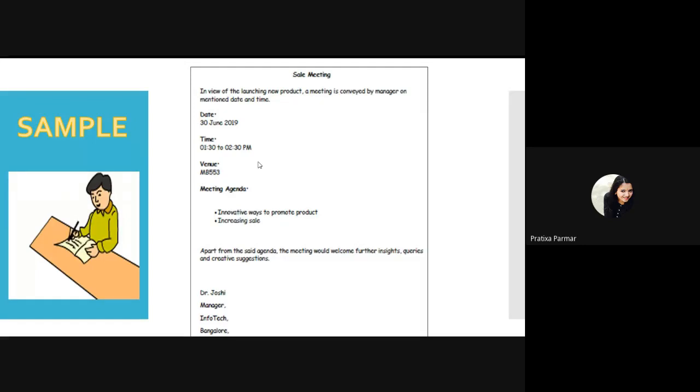So whenever you get an opportunity to maintain the minutes of the meeting, you're supposed to maintain them like this. You should be using formal language. You should be able to follow the format that is proposed by the organization. Now there is a date, a time and venue, and the meeting agenda. It is very important to mention the meeting agenda. Apart from the said agenda, the meeting would welcome further insights, queries, and creative suggestions.